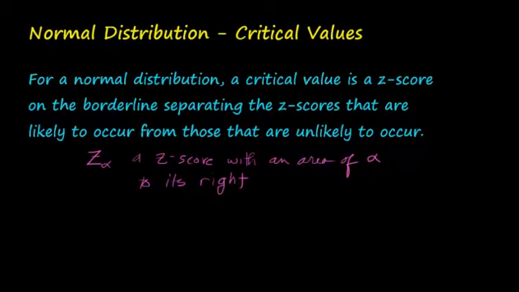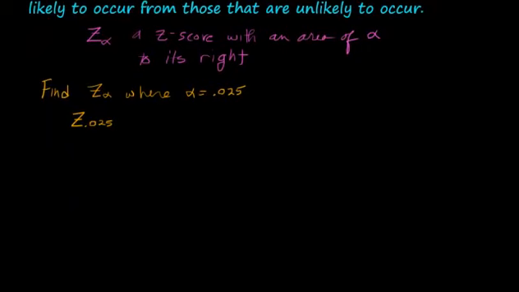So let's just do a quick example to get an idea of this. We want to find z sub alpha, where alpha equals 0.025, or 2.5%, changing that to a percent. So it would be written z sub 0.025. What z-score has an area of 0.025 to its right? Okay, so let's get a diagram of this.